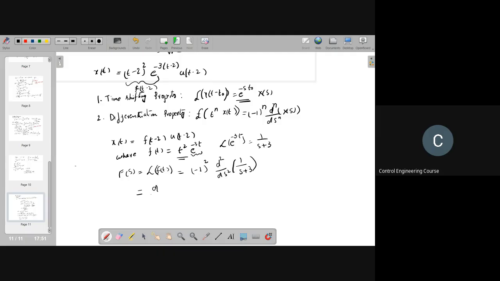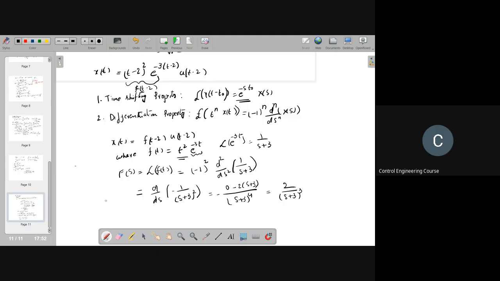Then it will be d by ds of 1 by s plus 3. Differentiation is minus 1 by s plus 3 whole square. Right? Differentiating again, we get s plus 3 whole power 4 in the denominator, minus 0 minus 2 into s plus 3, which is equal to 2 by s plus 3 whole cube. Right?